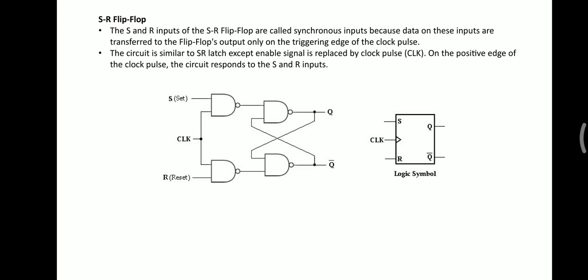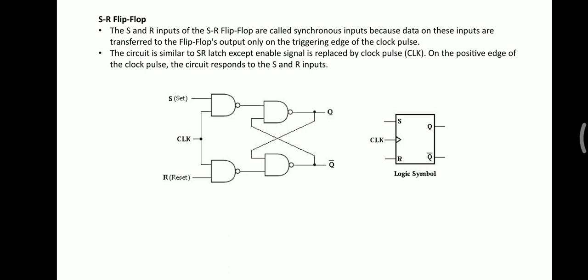S and R inputs are called synchronous inputs because data on these inputs are transferred to the flip-flop's output only on the triggering edge of the clock pulse. The circuit is similar to the SR latch, except the enable signal is replaced by the clock pulse. On the positive edge of the clock pulse, the circuit responds to the S and R inputs.